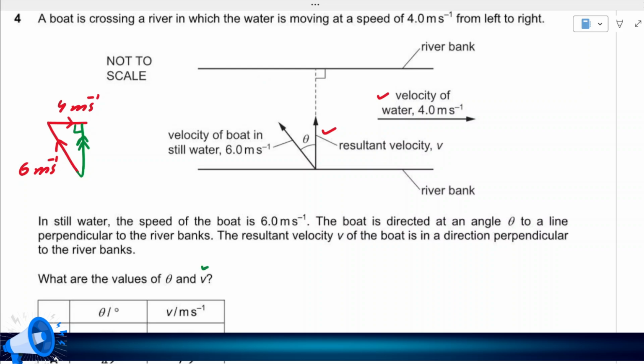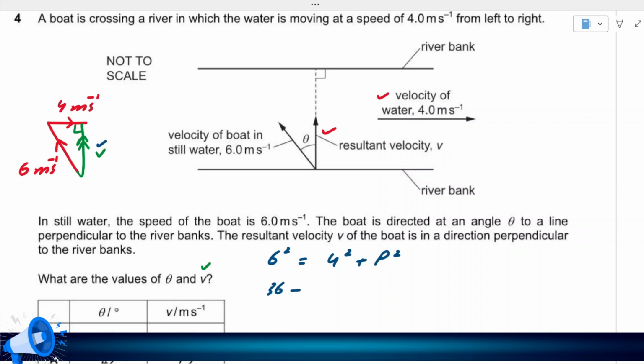Now, first of all, we need to find the value of speed v. v is the resultant velocity. You can clearly see that we have a right angle triangle here, so we can use the Pythagoras theorem to find this side. So I can say hypotenuse square equals base square plus perpendicular square. So hypotenuse is 6, base is this one, and perpendicular is this one.